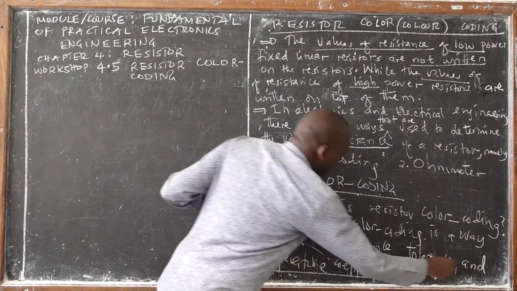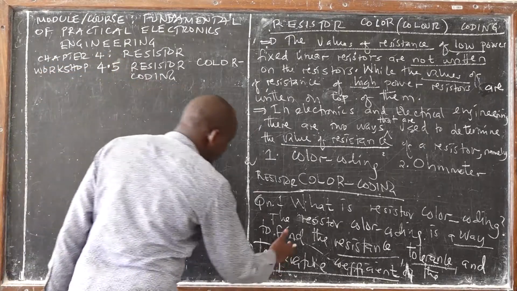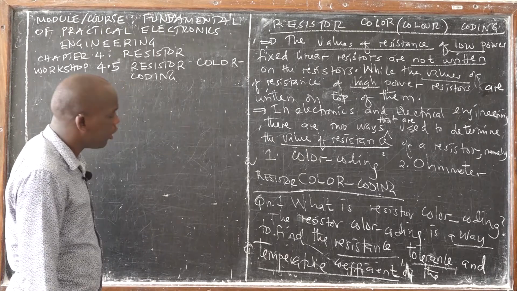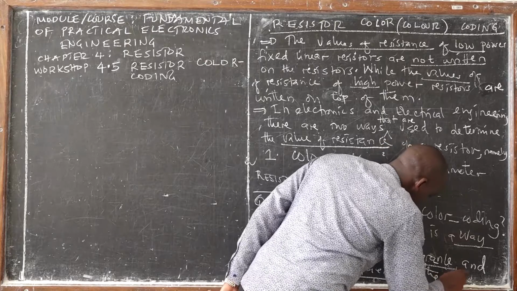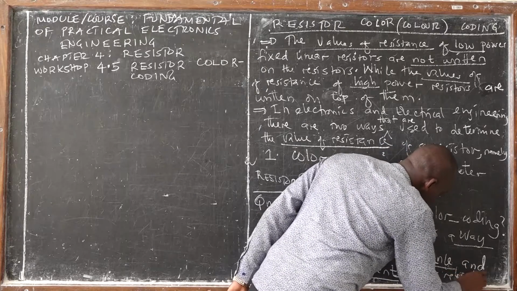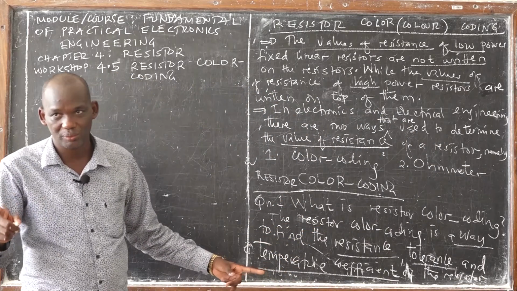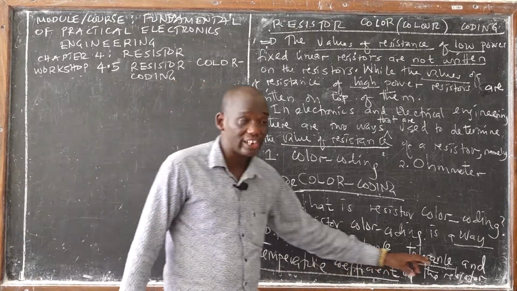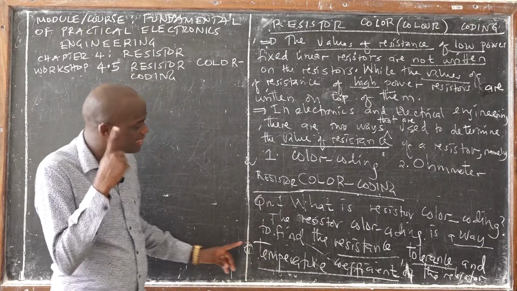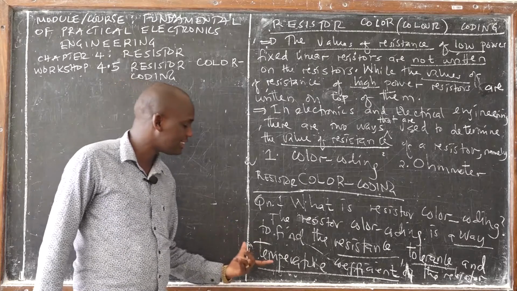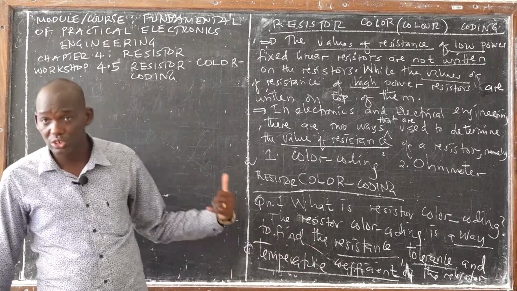So simply, resistor color coding is a way to find the resistance, or tolerance, or temperature coefficient of a resistor. How can you use color coding to find the resistance of the resistor? Stay tuned, I will teach you. How can you use color coding to find the tolerance? Stay tuned, I will teach you. And for which low power resistors can we find the temperature coefficient? Stay tuned, I will show you.